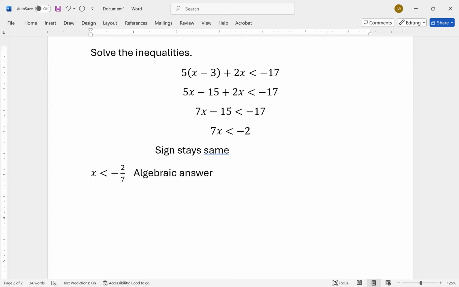Now the set notation answer is going to have set brackets around it, and all it is set bracket x, then vertical line. That means the set of all x's such that, and then your algebraic notation. In this case, that's the set of all x's such that x is less than negative 2/7. Again, we call that the set notation.